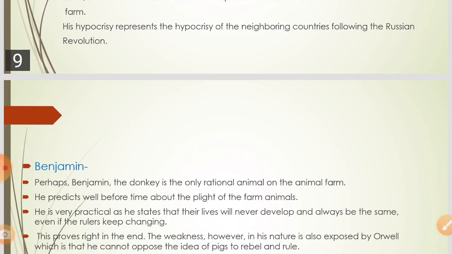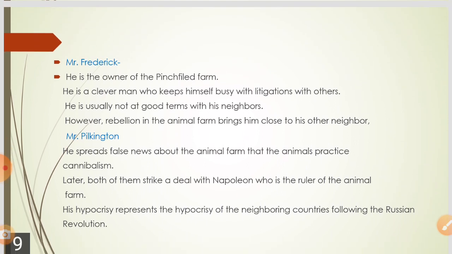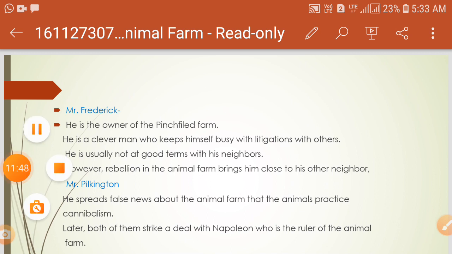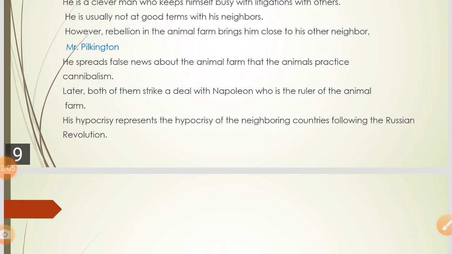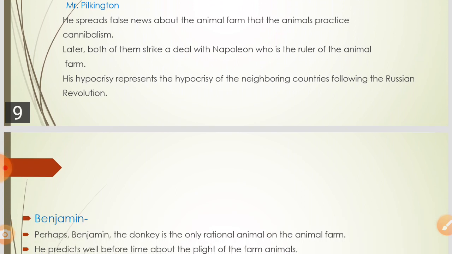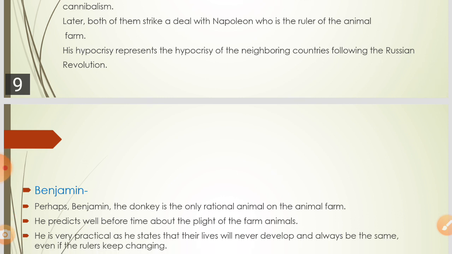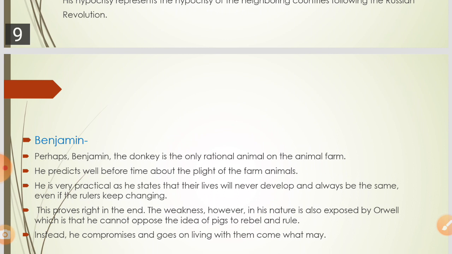Mr. Frederick. Mr. Frederick is the human being, owner of Pinchfield Farm. He is a clever man, keeps himself busy with litigations with others. He is usually not on good terms with neighbors. However, the rebellion in the animal farm brings him closer to his neighbor. Mr. Pilkington spreads false news about the animal farm, that the animals practice cannibalism. Yes, it is a rumor about cannibalism. Later, both of them strike a deal with Napoleon, who is the ruler of the animal farm. They bargain with Napoleon. Their hypocrisy represents the hypocrisy of the neighboring countries following the Russian Revolution.